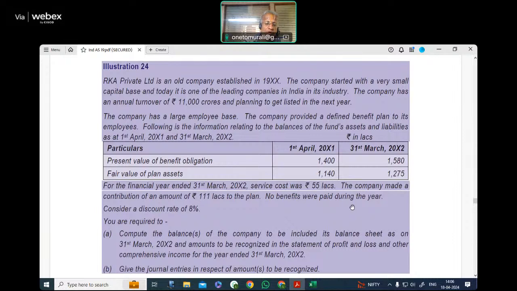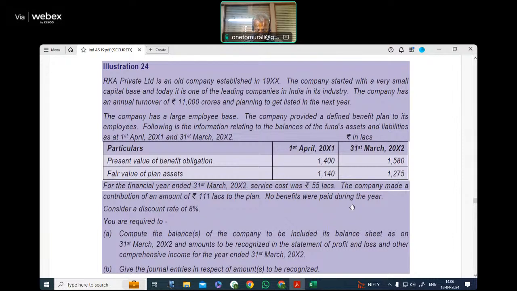You are required to compute the balances of the company to be included in its balance sheet as on 31st March X2 and the amounts to be recognized in the statement of profit and loss and other comprehensive income for the year ended 31st March X2. Give the journal entries in respect of the amount to be recognized.